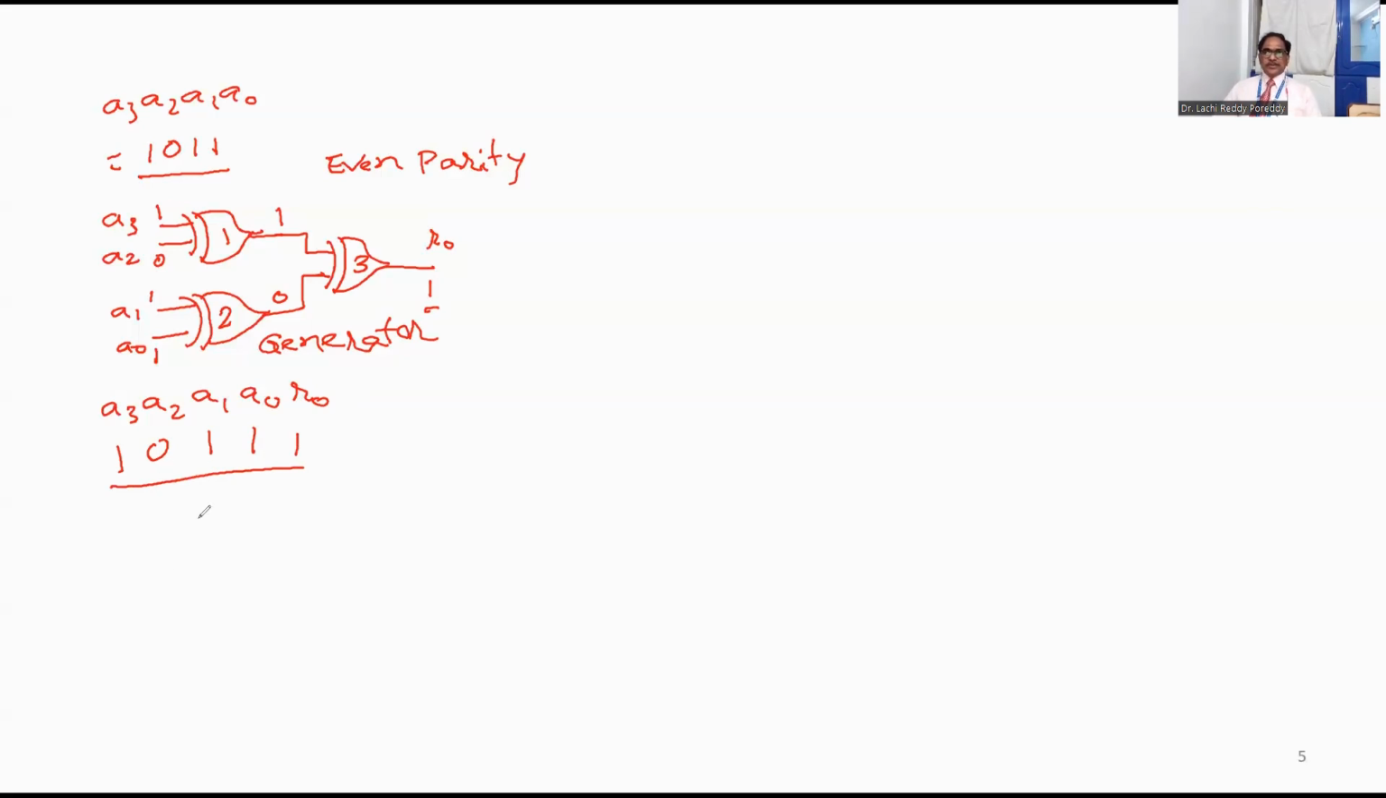And this message will be received at the receiver end. Then the receiver will verify, will check whether the received message is correct or not. So how is it being done? The receiver will have the checker circuit. The checker circuit will again have the XOR gates.